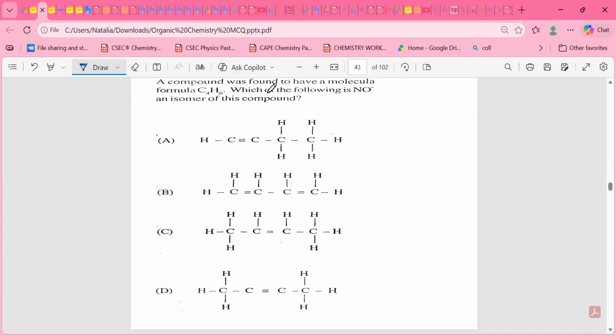A compound was formed to have a molecular formula C4H6. Which of the following is not an isomer of this compound? So we're looking for 4 carbons, 6 hydrogens. So we count 1, 2, 3, 4, and I'm seeing 6 hydrogens. 1, 2, 3, 4, I'm seeing 6 hydrogens. 1, 2, 3, 4, but the number of hydrogens is 8. So the correct answer is C.